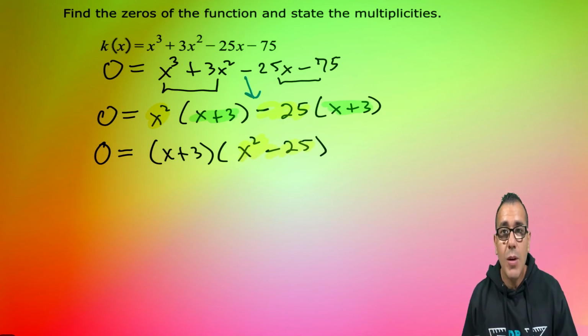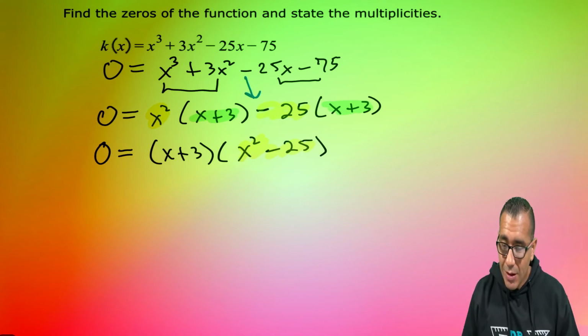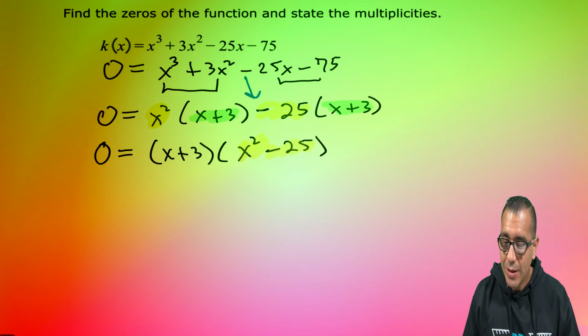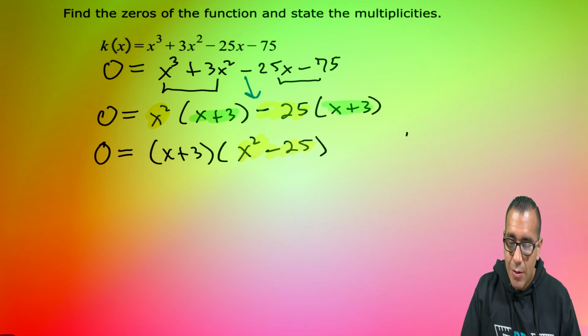And you always want to ask yourself, can I factor further? That x squared minus 25 looks like a difference of squares. So let's go ahead and factor it out. Remember your difference of squares formula: a squared minus b squared equals a plus b, a minus b.